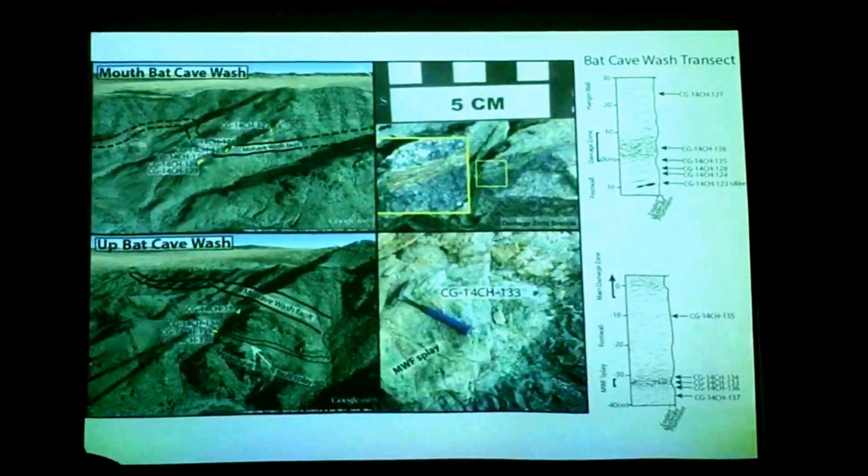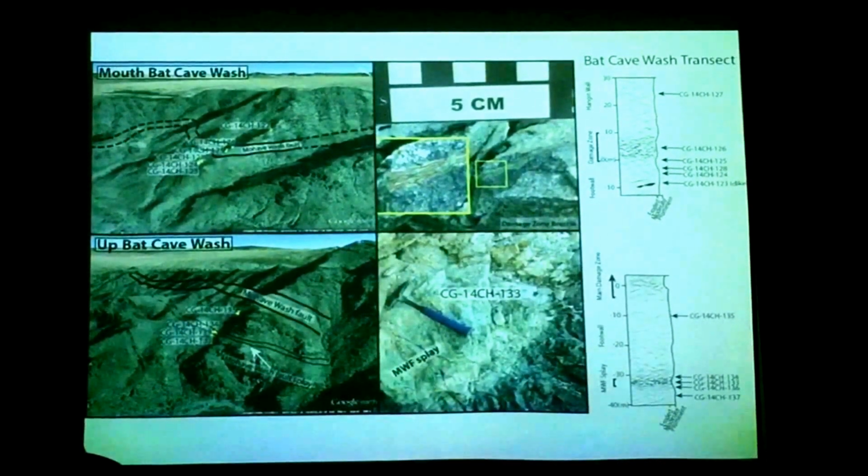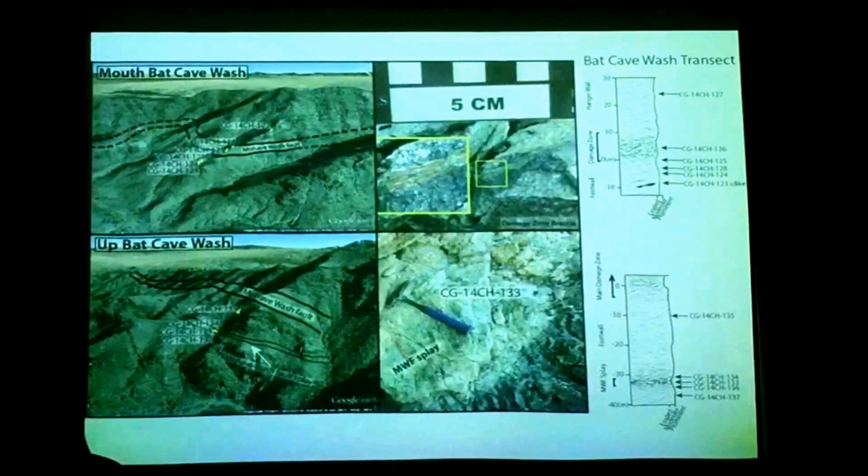In this area we found what we interpreted in the field to be a Mojave Wash fault splay. This feature was found to run continuous underneath the main Mojave Wash damage zone, and we did not find this to cut the Mojave Wash fault in the field. Here's a photo of that feature. It's around 1 meter thick.